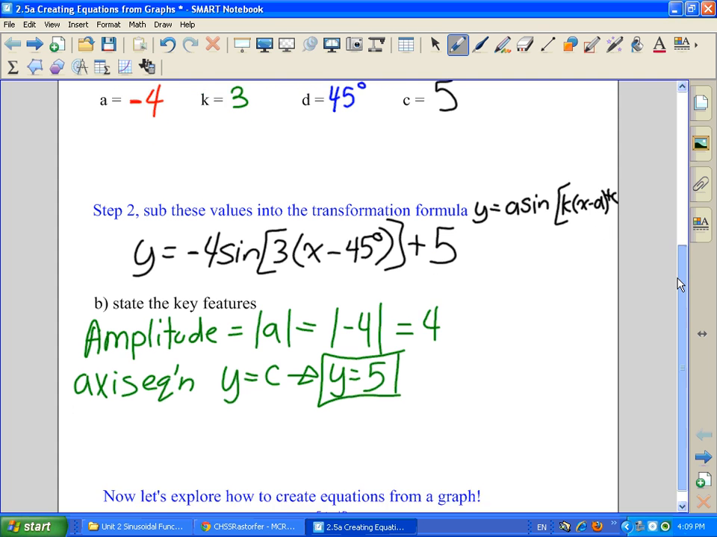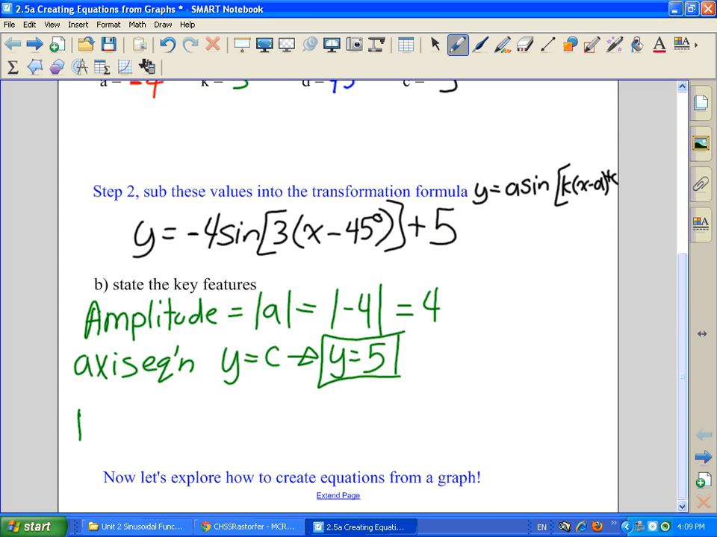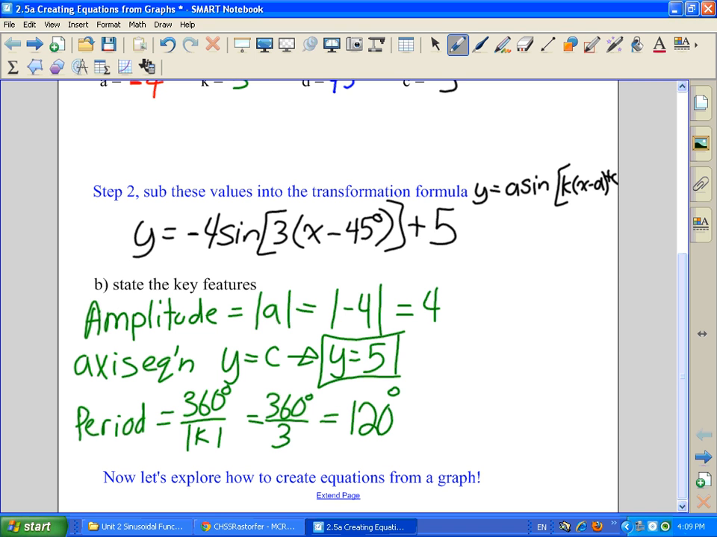We also know that our period equals 360 divided by the absolute value of k, equals 360 degrees divided by 3. So our period is 120 degrees. And if we wanted to know our starting point, what's our starting point? That equals 45 degrees.